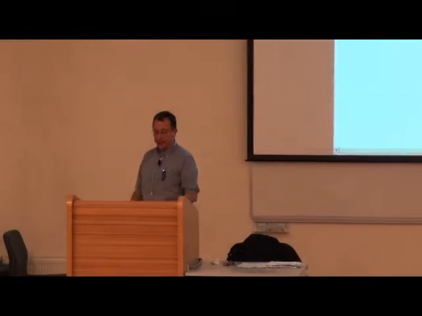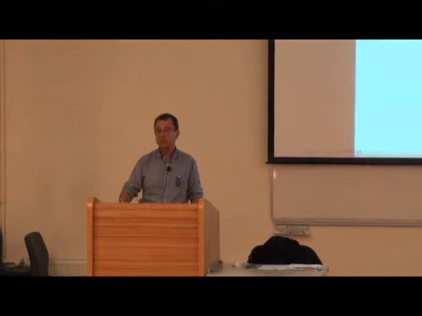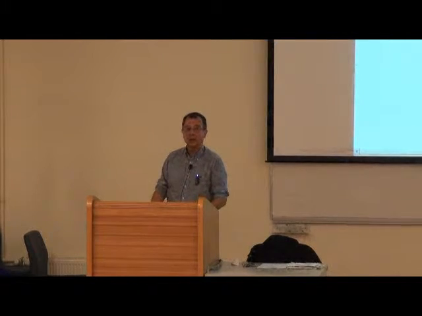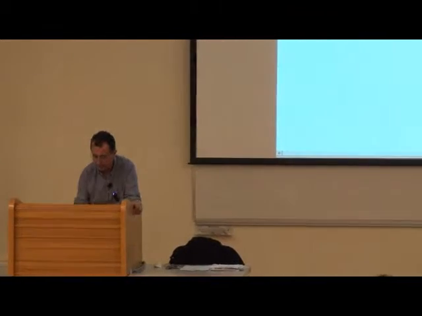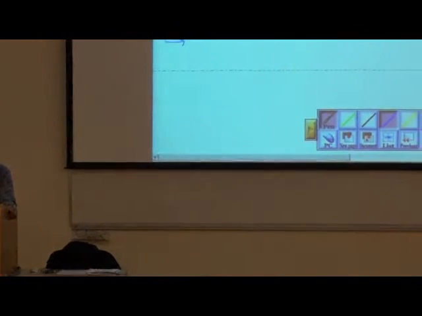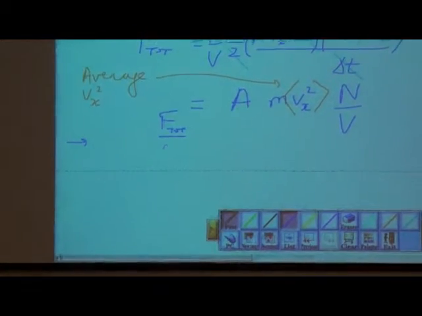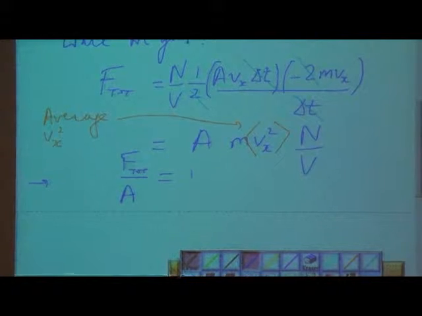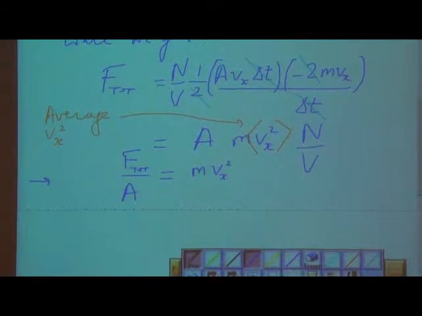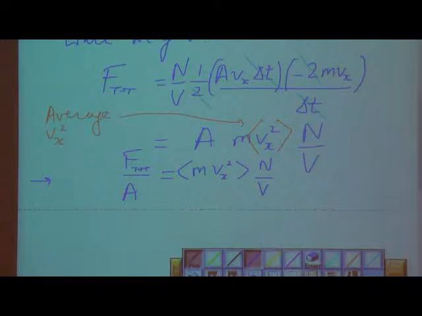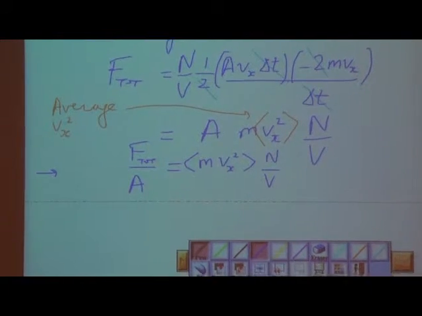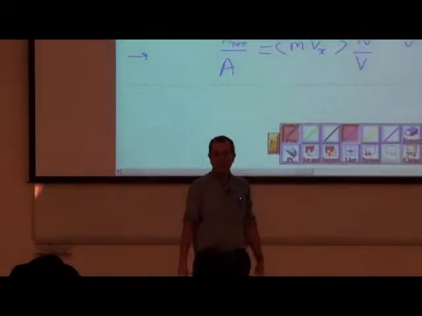Now I see on the right hand side that there is an area. And I can write this equation as follows. Force, the total force per unit area, equals m Vx squared average times n over V. So the total force does not appear. Instead, the total force over area appears. Now let me think about this.